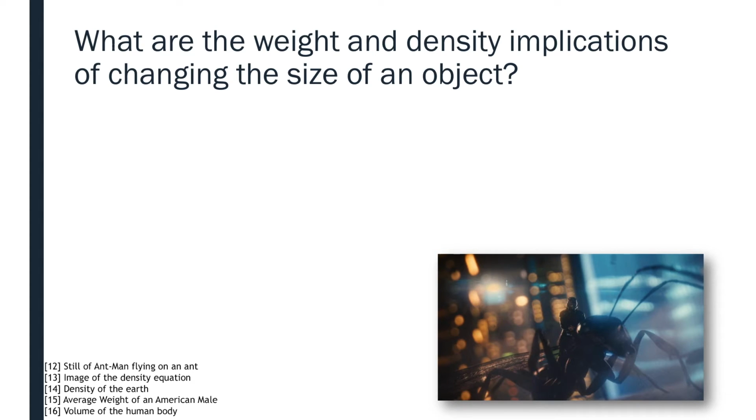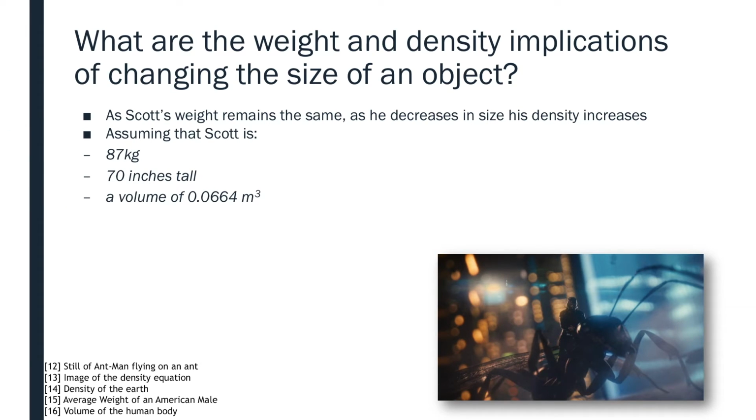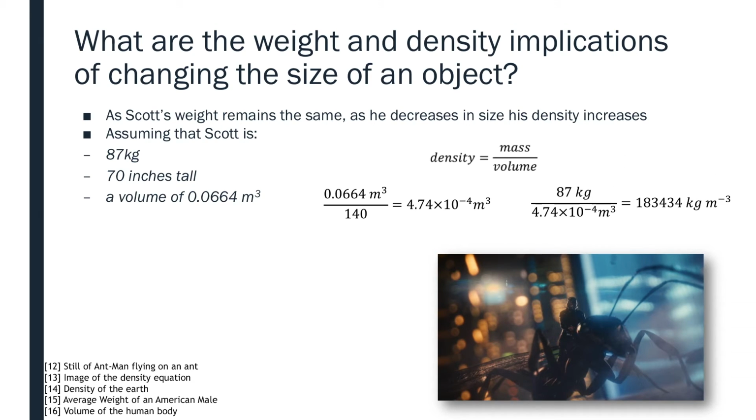The last question we're going to look at is what are the weight and density implications of changing the size of an object. When Scott shrinks, his volume changes but his weight remains the same. This means he becomes extremely dense. Assuming that Scott is the average weight of an American male, 87 kilograms, has a height of 70 inches and a volume of 0.0664 meters cubed, we can calculate that he would normally have a density of around 1,300 kilograms per meter cubed.